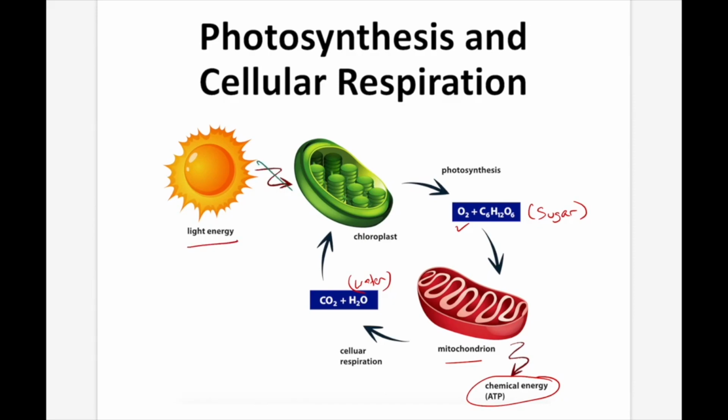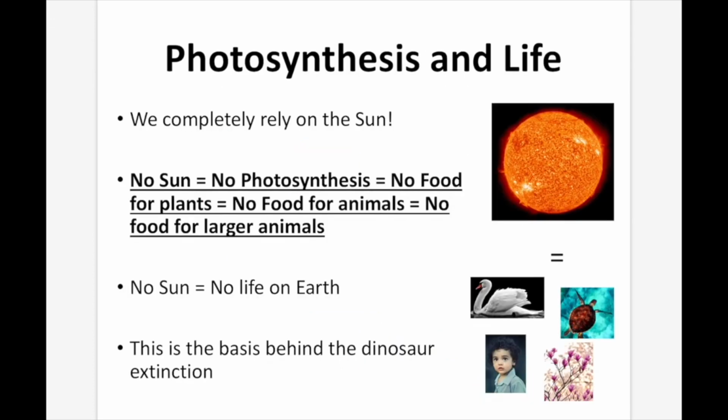If we were to get rid of this light energy, then photosynthesis stops, and if photosynthesis stops, cellular respiration stops. So no sun equals no photosynthesis, which equals no food for plants, which equals no food for animals, which equals no food for larger animals. No sun equals no life on Earth.